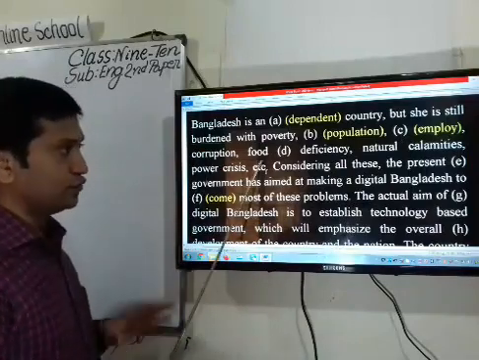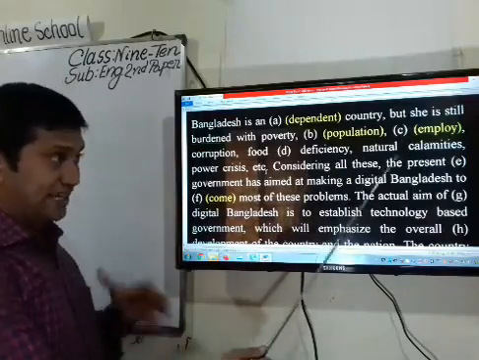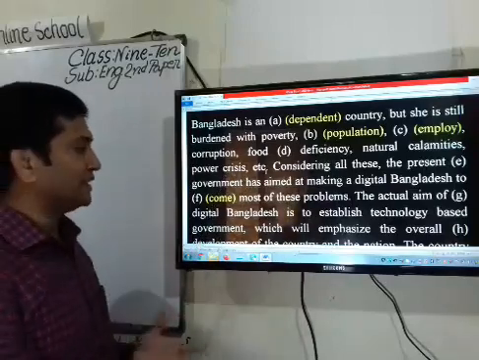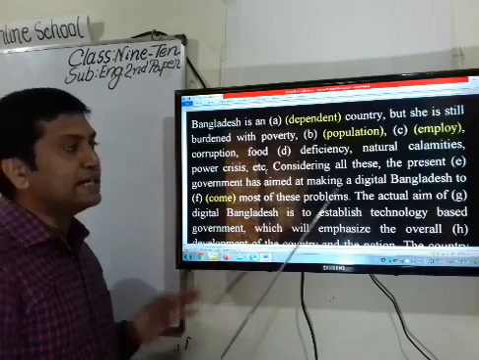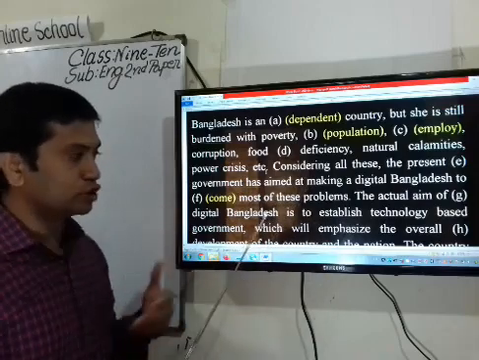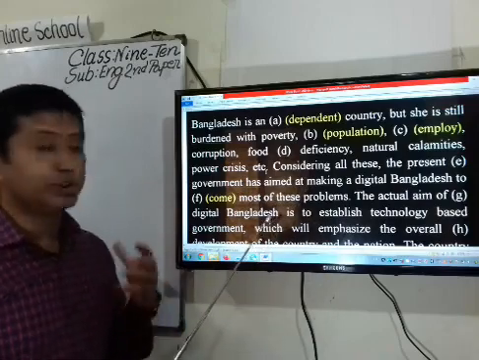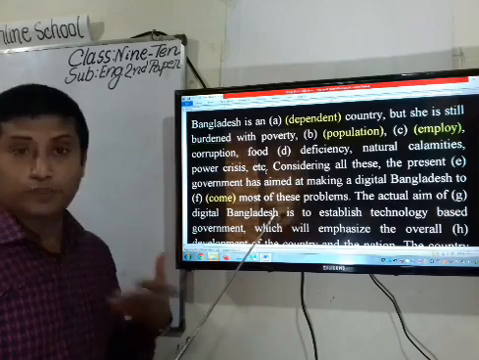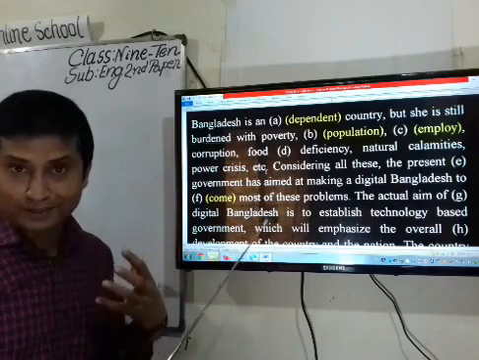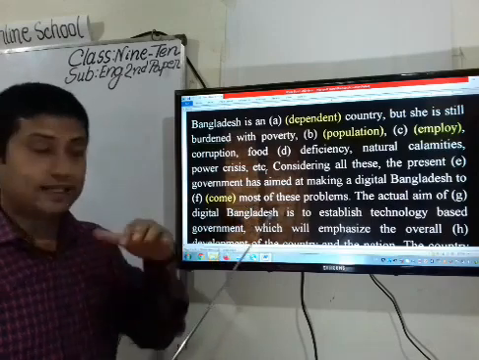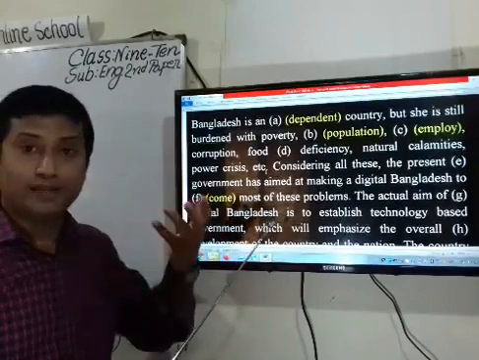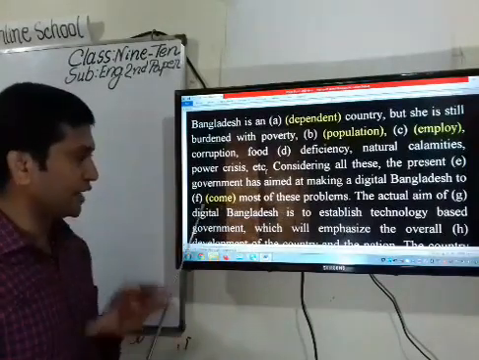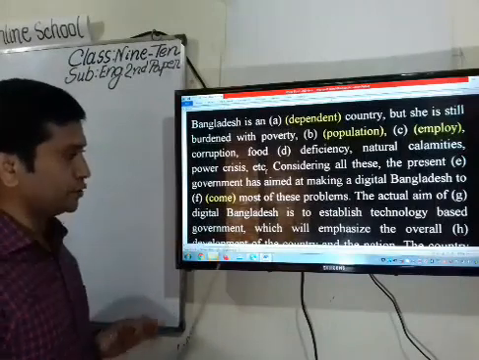There is corruption, food deficiency, natural calamities, power crisis, etc. Considering all these, the present government has aimed at making Digital Bangladesh to overcome most of these problems. What do we do to any problems? How can we deal with problems? That means to calm problems or to succeed over any problem. Okay, that means overcome. So you can add it right here: overcome. Great. Most of these problems.